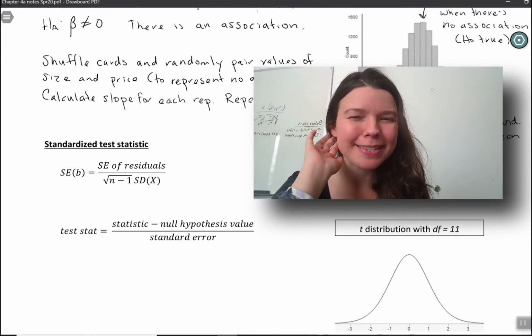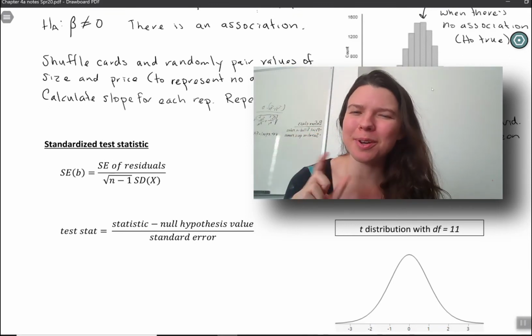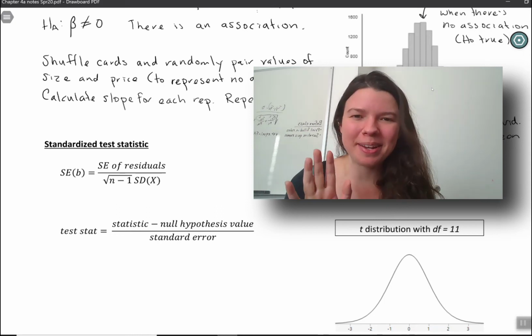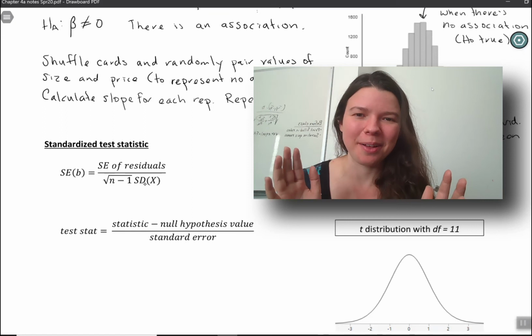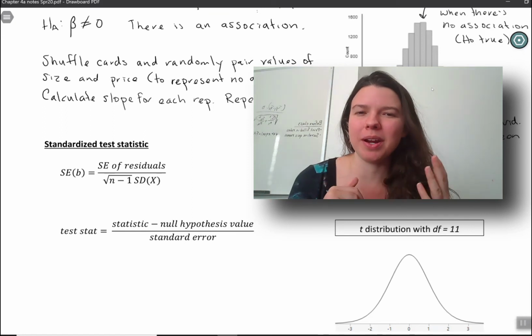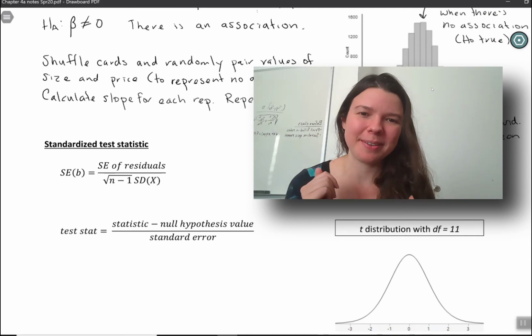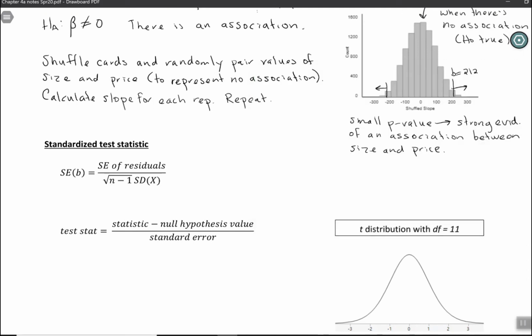Hi, this is editing me. I just realized that I went a little bit out of order, so you don't know what the standard error of the residuals is. For now, just think about it as the spread of the points around the regression line. Like if R squared is high, standard error of the residuals is low, and vice versa. It also has to do with the sample size and the standard deviation of your X variable.